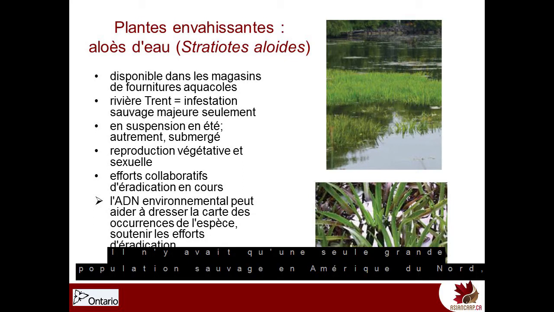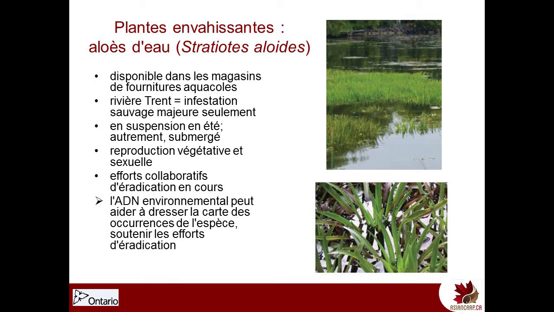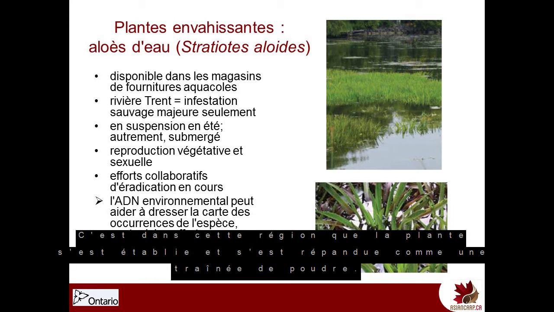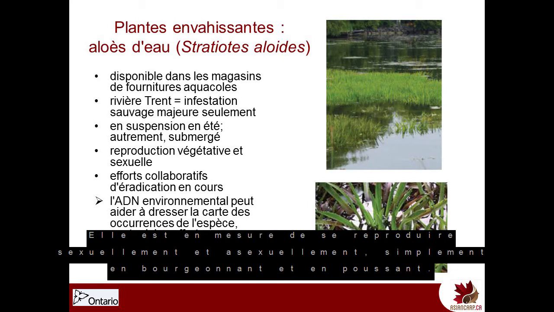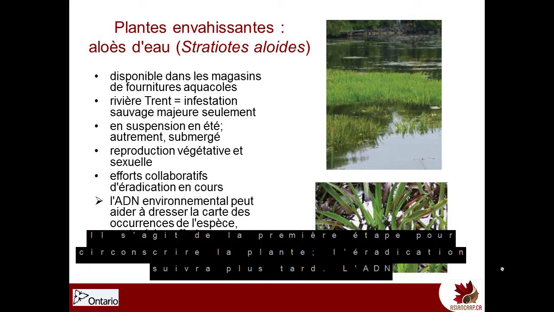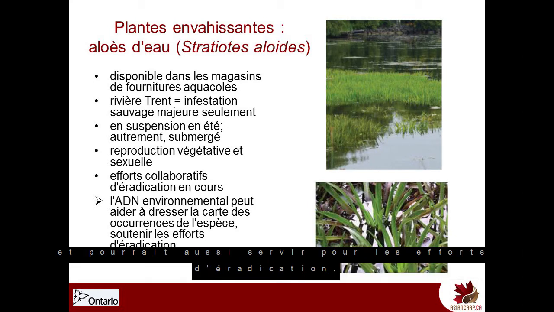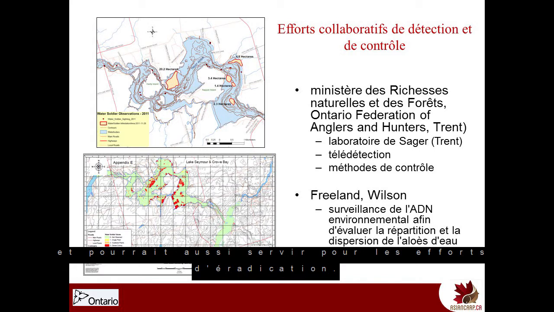There's only one major wild population in North America, and this is in the Trent River in southern Ontario, where this plant has become established and has been spreading quite well. It's able to reproduce both sexually and asexually just by budding and growth. So there is a control effort underway. For right now, the first step is control. Eradication will come later. But environmental DNA is being used to help document where patches of this plant are and can be used to support eradication efforts.